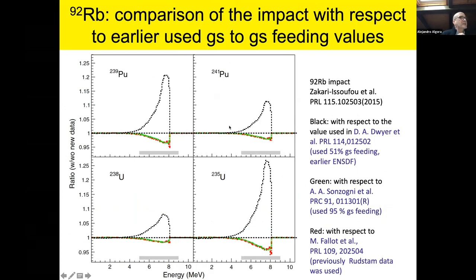This is a figure taken from an article by Muriel Fallot, where you compare the impact of having a 51%, for example, for the ground state feeding of 92 rubidium with the value that was obtained in this measurement. And this can have an impact of up to 20%. Again, this is a typical figure I was showing, with or without including the new TAS data.